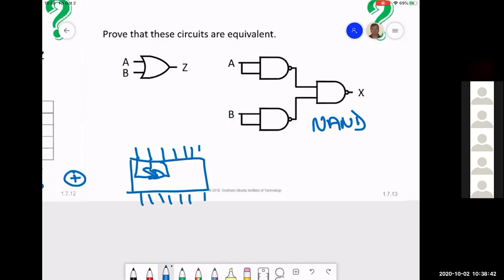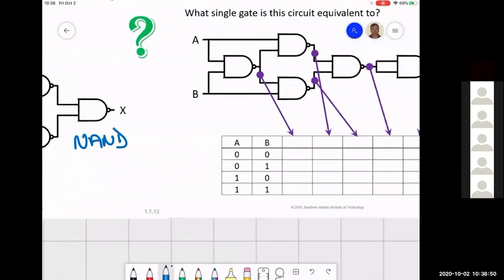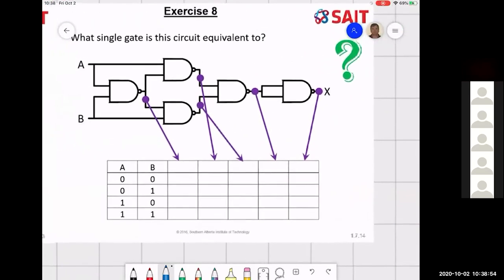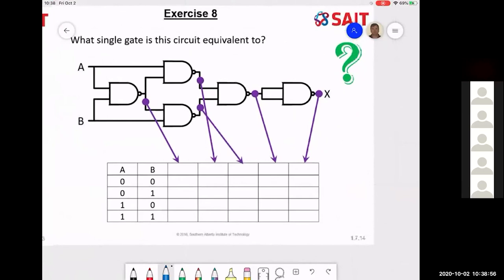I go back to my truth tables. So to prove those, create the truth tables for both circuits, and you'll see that X equals Z, and that is my proof that they're equivalent. Let's have a look at this gate. Once again, this is a real-world item built up of NAND gates. How would I create this or solve this? What single gate is it equivalent to?